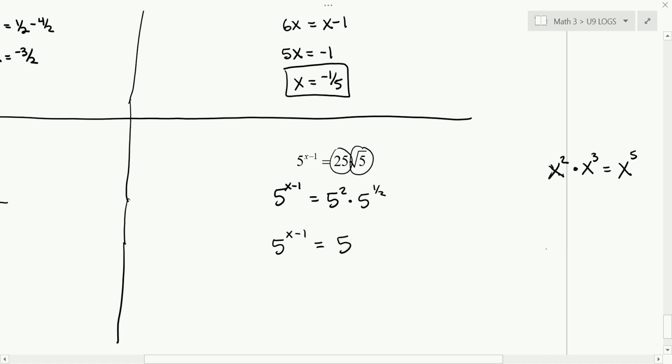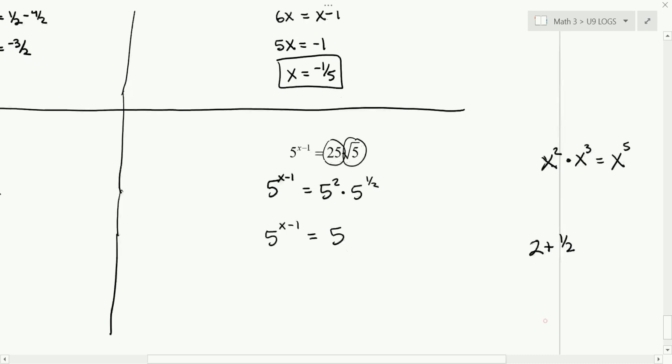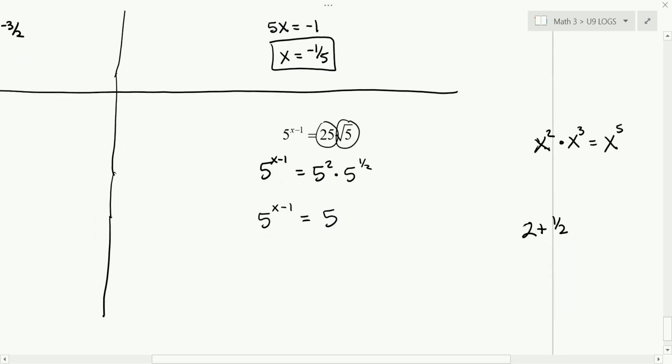well, what's 2 plus a half? 2.5, yes, but 5 over 2 is better to write it as a mixed, or it's not a mixed fraction, but an improper fraction. So this is 2 over 1. I'm going to multiply top and bottom by 2 to get 4 over 2 plus 1 over 2. So we end up with 5 over 2. So 5 to the x minus 1 equals 5 to the power of 5 over 2. Now we can set our exponents equal to each other.